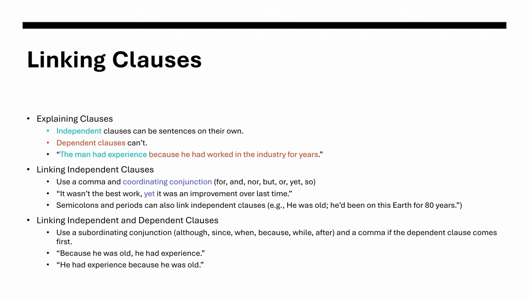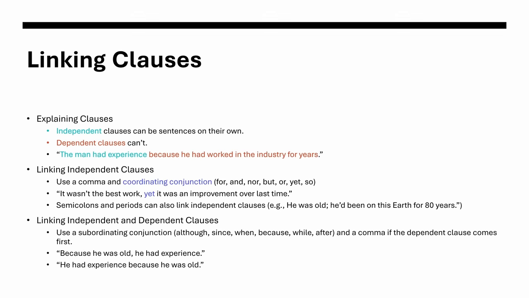For example, he was old, semicolon. He'd been on this earth for 80 years, right? Those two things could also be standalone independent clauses, but we're going to link them with a semicolon. Linking independent and dependent clauses. We're going to use a subordinating conjunction. Although, since, when, because, while, or after. There are many other subordinating conjunctions, but unlike the FANBOYS, it's not a specific list of them. We're also going to use a comma if the dependent clause comes first.